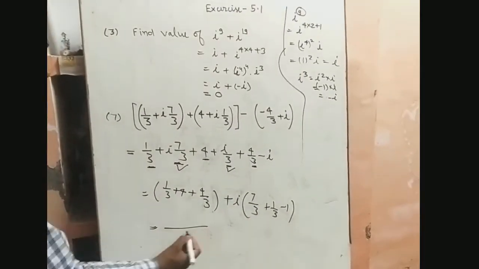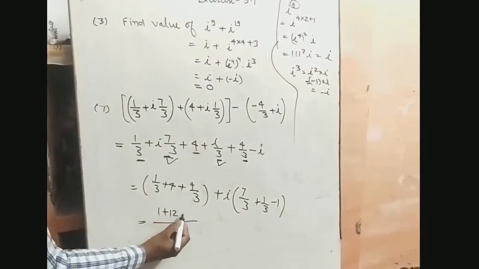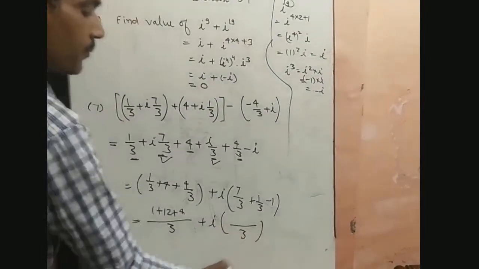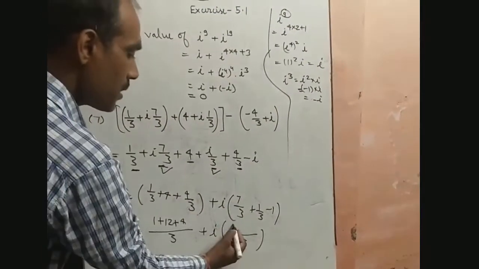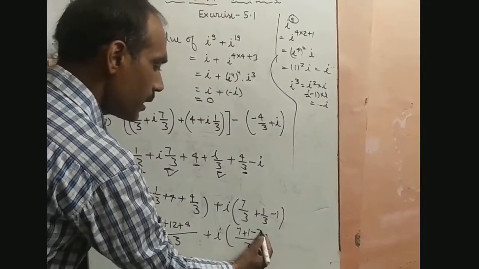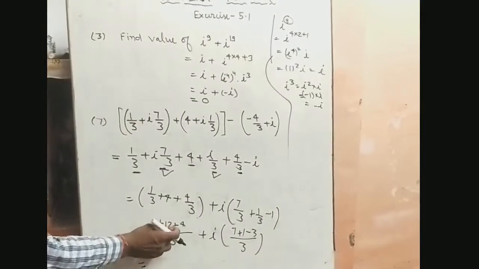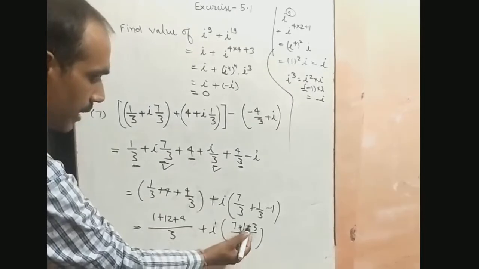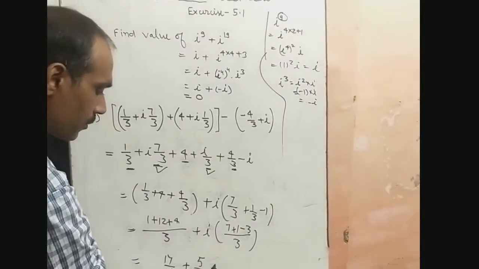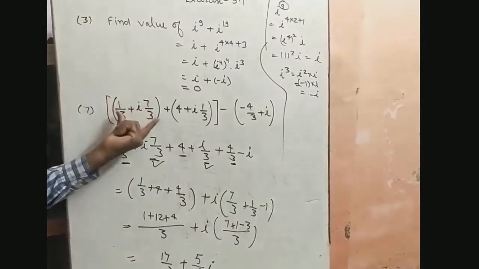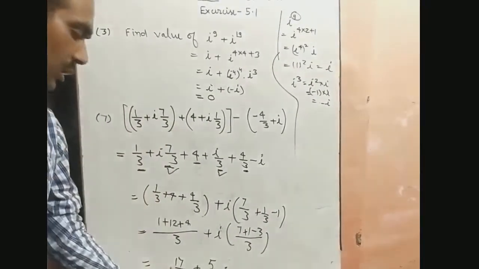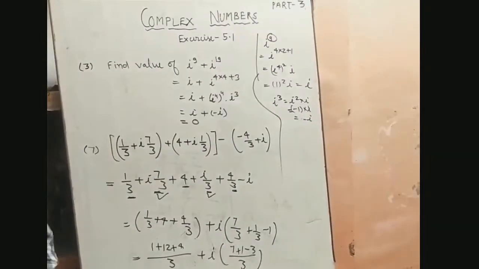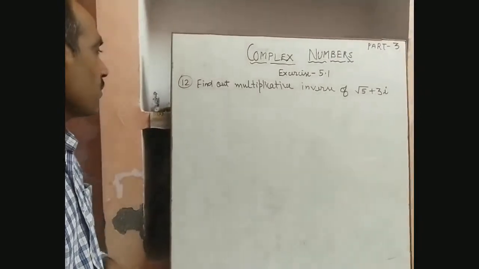Take 3 as LCM, then 1 plus 12 plus 4, plus i. Take here also 3 as LCM, then 7 plus 1 minus 3. This is equal to 17 upon 3 plus 5 upon 3 into i. The solution of this question is 17 by 3 plus 5 by 3 into i. Start the next question. This is question number 12.